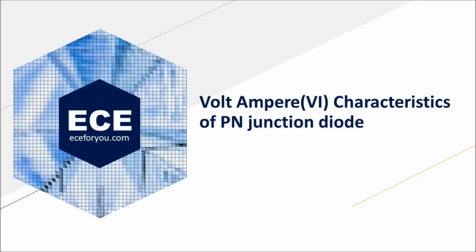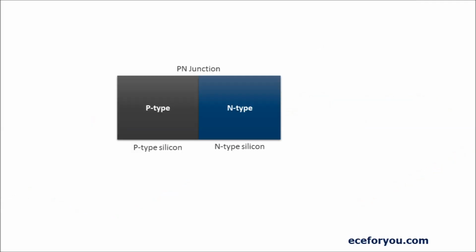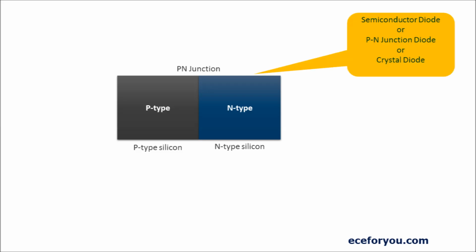Volt-ampere characteristics of PN junction diode. Before this, let's look at the PN junction diode. A PN junction is called a PN junction diode or a semiconductor diode.